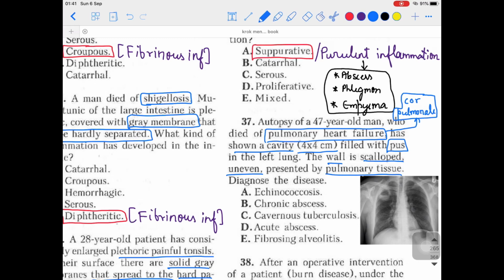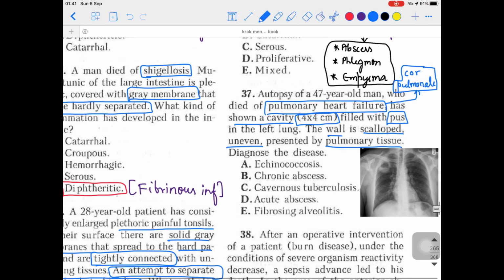First of all, this is the type of suppurative or purulent inflammation, not given in the option. You need to go into the depth of the types. In suppurative or purulent inflammation, I told you 3 types: abscess, phlegmon and empyema. Which kind of purulent inflammation is this one? That is the abscess, and actually this is the acute abscess happening after the cor pulmonale or pulmonary heart failure. And guys, look at the size of this cavity. That's huge. That is 4 into 4 centimeter. Okay, seen in the abscess. One more thing I would like to show over here, the wall is scalloped, uneven. Okay, these are the particular findings of the abscess.